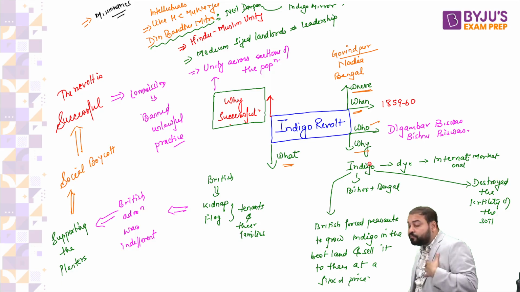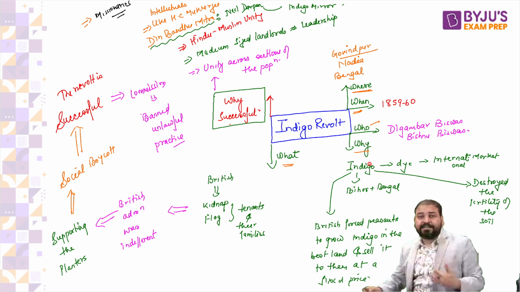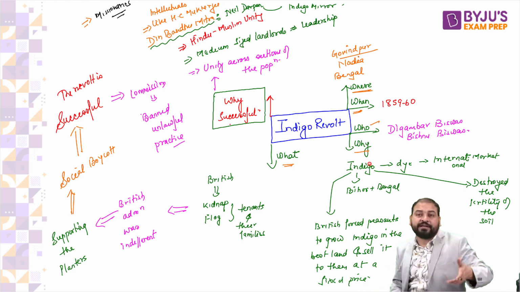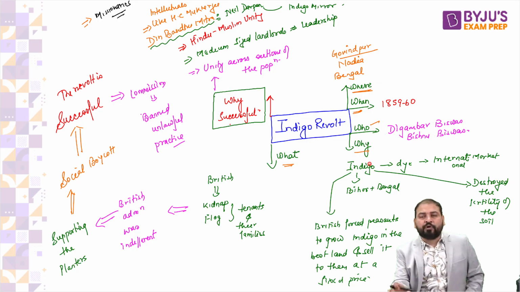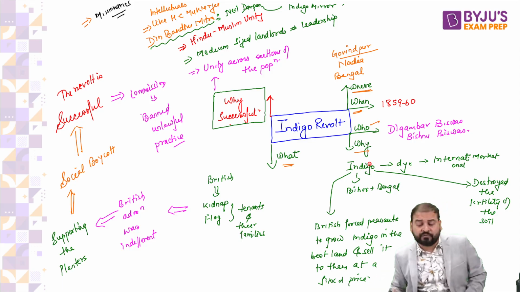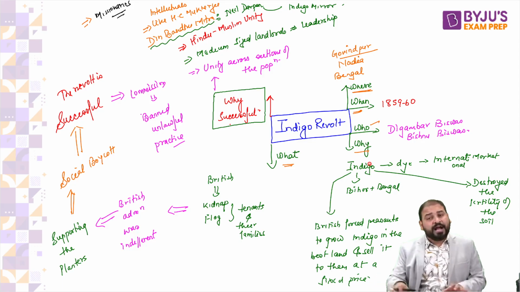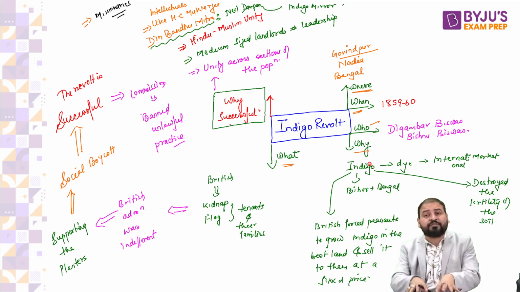I can tell you, in my days when I used to write mains answers, this method helped me in remembering things easily. While writing the answers, I don't have to think what to write next. The moment I have to write Indigo, I start writing. Indigo revolt, a revolt that happened in Nadia district, Govindpur village, West Bengal, in the year 1859-60, and was led by Digambar Vishwas and Vishnu Vishwas. The reasons for this revolt were these, and during this revolt, these events happened. Ultimately, this revolt was successful, and the reasons for the success of this revolt were these.